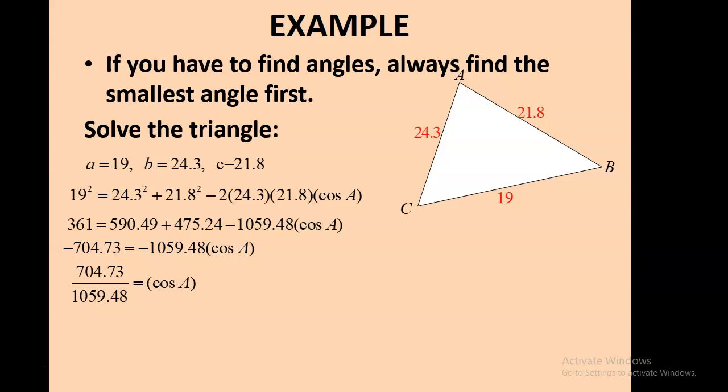Well, to find A, we would do the arc cosine. So we're going to take the arc cosine of 704.73 divided by 1059.48. And you can punch that in the calculator. You can work it however you want, but you should find that angle A has a measure of 48.3 degrees. So we'll piece that into the triangle.